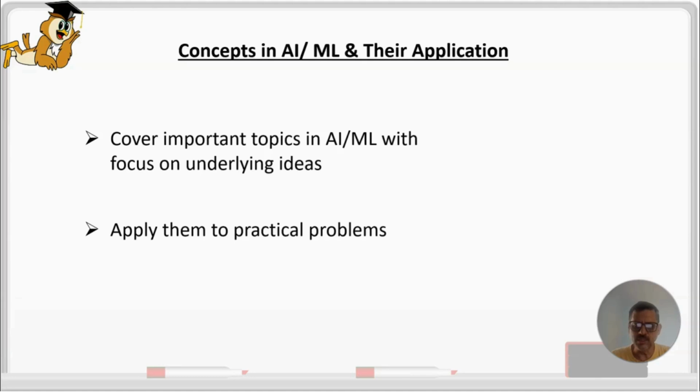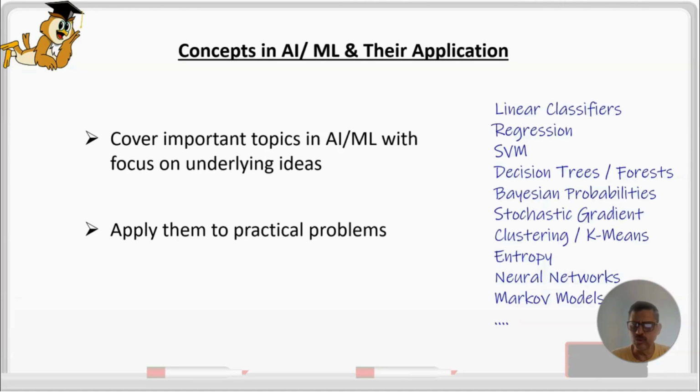So what are the topics that we are going to cover? Well, these are the usual topics. Linear classifiers, regression, SVM, decision trees, stochastic gradient, clustering, so on and so forth, neural networks, Markov models, so on and so forth. What is going to be new is the way in which we approach these topics. Okay, so like I said, the focus is going to be on underlying ideas, and how we approach these topics is going to be very different from what you encounter in typical online courses or certification courses.